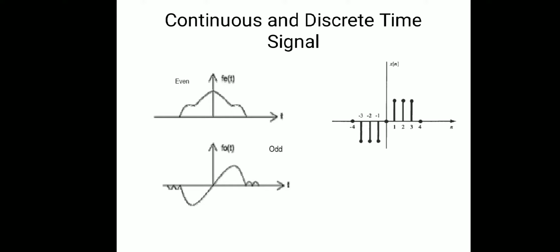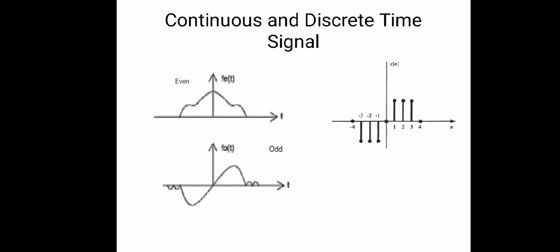In this class I am going to discuss the basics of continuous and discrete time signals. For continuous time signals, these two are the best examples, and for discrete time signals, this is the best example. So what is a continuous time signal?